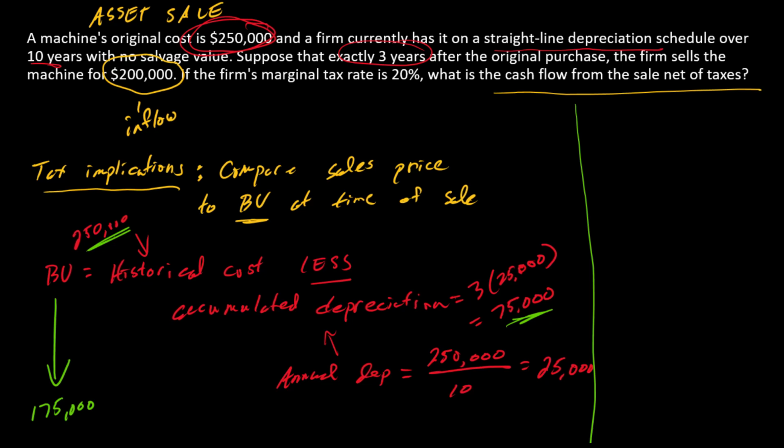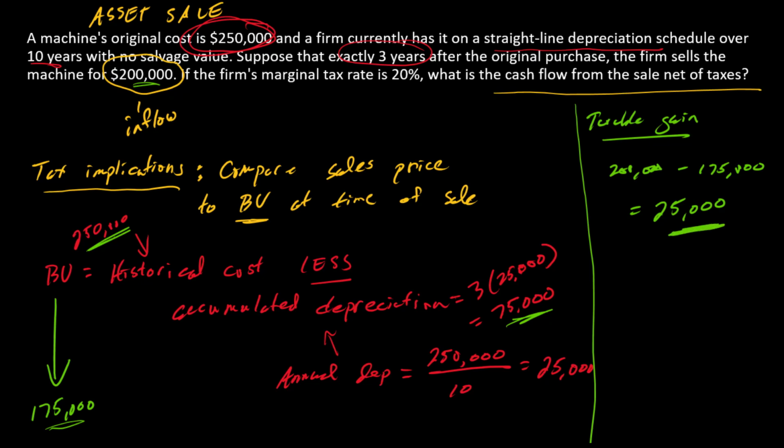Okay. Now we're pretty close to being done. Okay, so what is the gain or loss? Well, here we are selling for $200,000 and it's worth $175,000, and so we have a taxable gain, and that is $200,000 minus $175,000, or $25,000. So that amount is taxable.